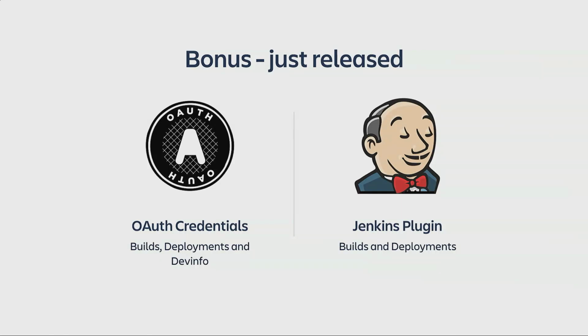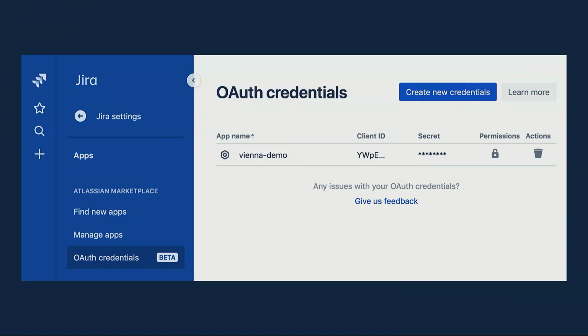Related to that, we know Jenkins is the predominant build and deployment tool out there in the market. So we've now open sourced a Jenkins plugin that uses these new OAuth credentials. So it's now possible that you can have your on-prem Jenkins build tools sending builds and deployment information to Jira Software. So this is the screen, ignore the beta. It's now out of beta at the time of the slides. It was in beta. This is how you can go and create the OAuth credentials.